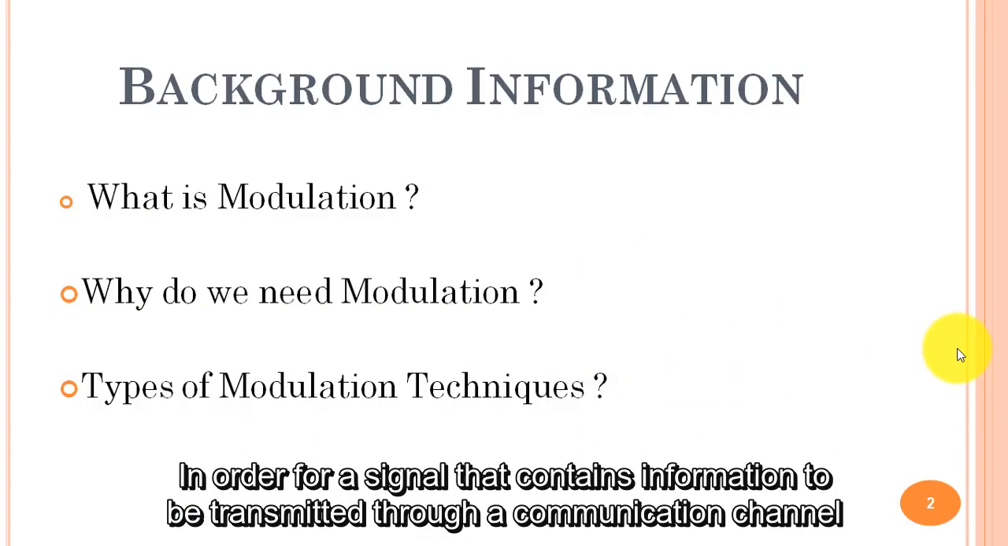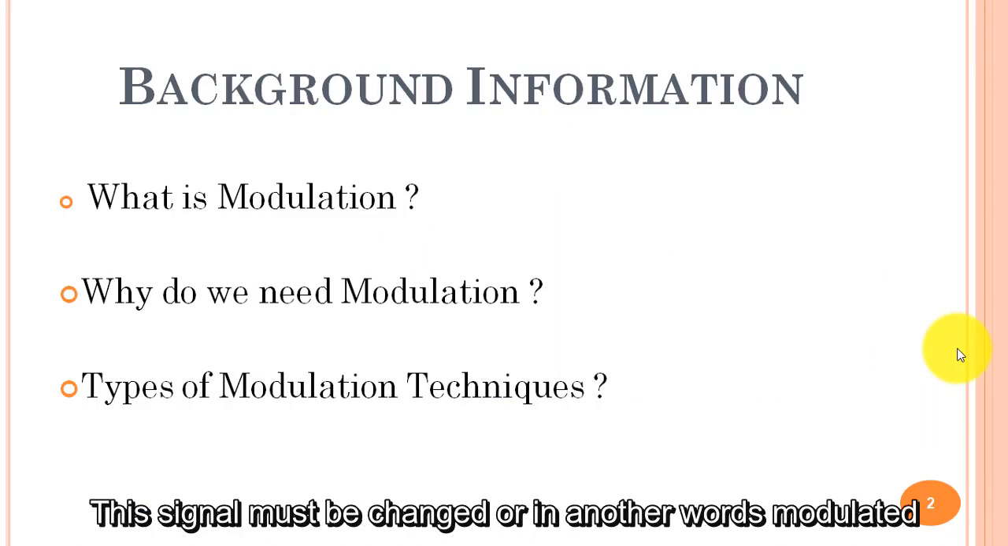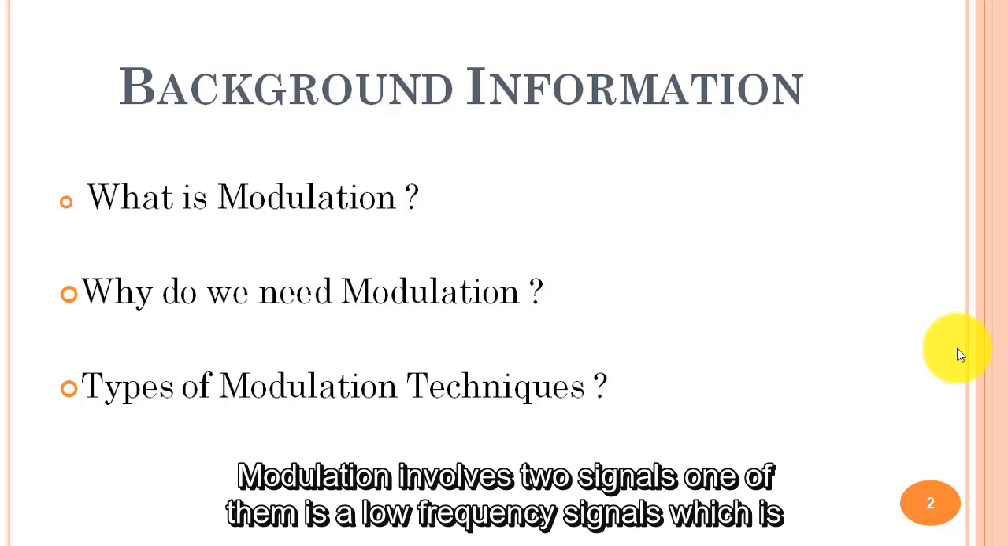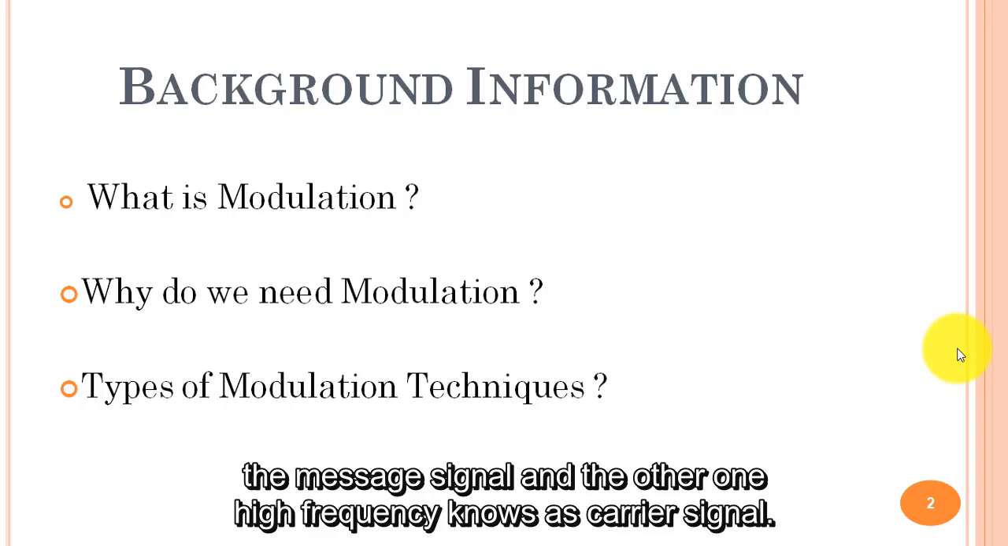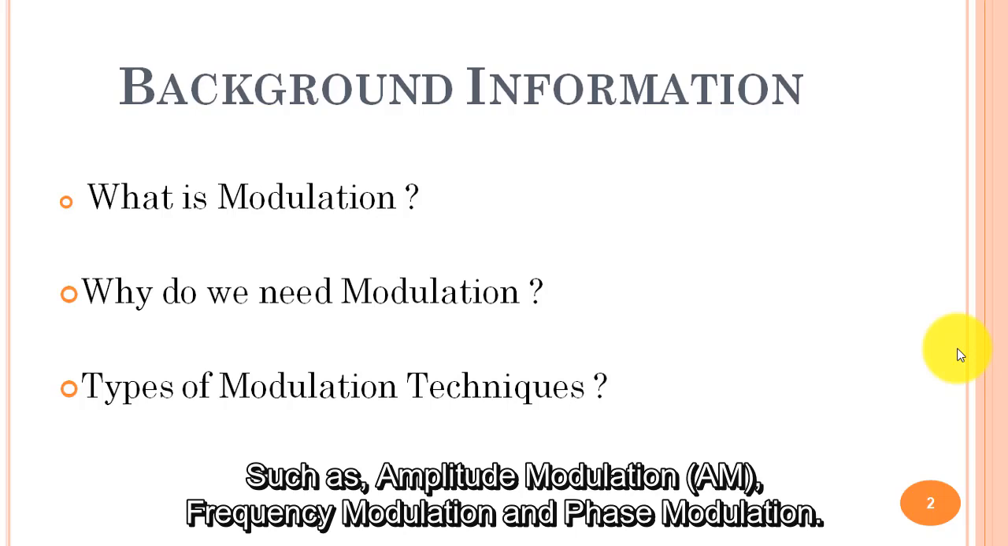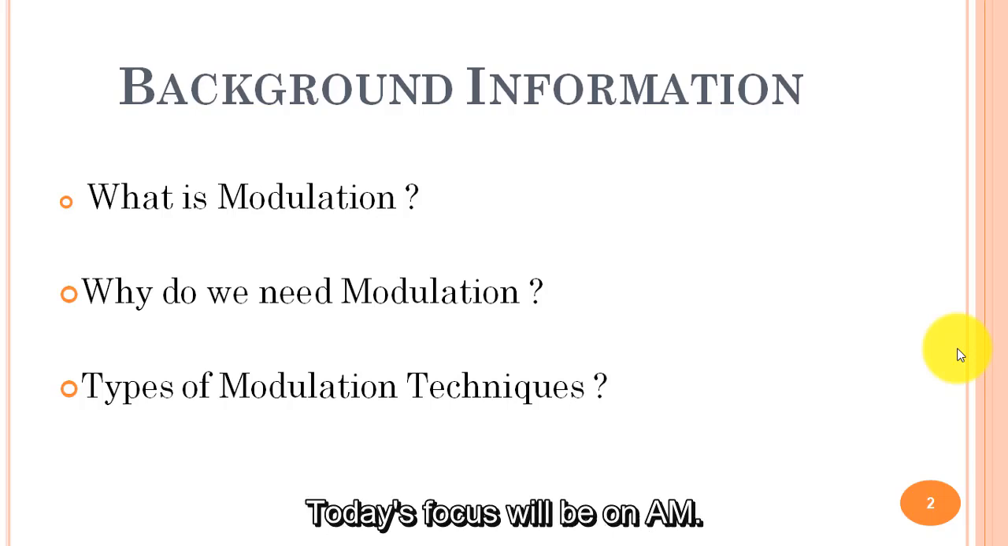In order for a signal that contains information to be transmitted through a communication channel, this signal must be changed, or in other words, modulated, so that it is compatible with the channel. Modulation involves two signals. One of them is a low frequency signal, which is the message signal, and the other one is a high frequency signal known as the carrier signal. There are some well-known modulation techniques such as amplitude modulation, AM, frequency modulation, and phase modulation. Today's focus will be on amplitude modulation.